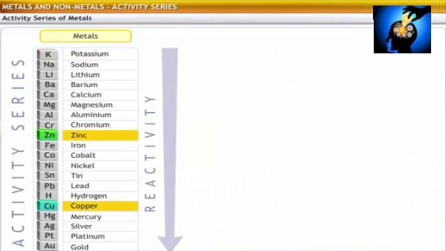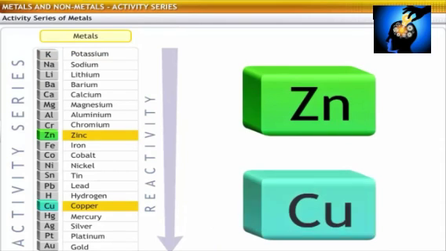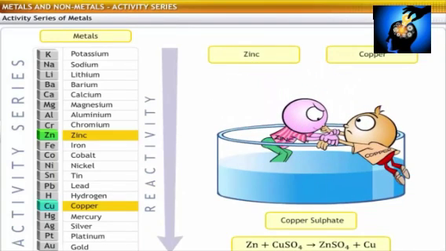For any two metals in the series, the metal placed higher in the series can displace the other metal from its salt solution. For example, zinc displaces copper from copper sulfate solution to form zinc sulfate.